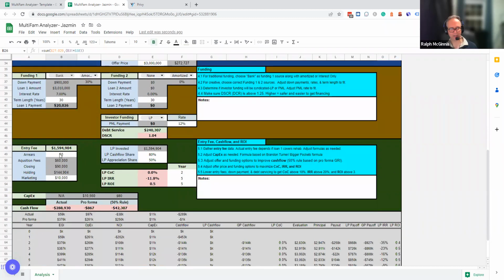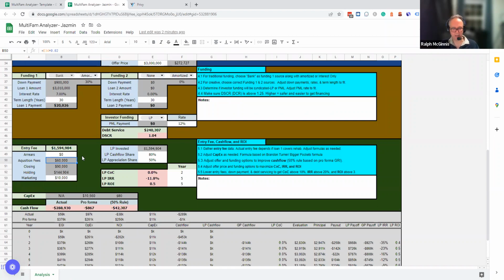All right. So you've got to gather all your entry fees. If they're in the arrears, you've got to pay up on mortgage or pay up on taxes or whatever the arrears are. You put that right here, along with acquisition fees. So if a broker is bringing this to you and the broker fee is going to come out of your side, not the price tag, which on multifamily happens. Typically in a single family home, residential, the broker fee comes out of the seller side. On multifamily, very frequently it comes out of the buyer side. So you've got to know who's paying for that broker fee.